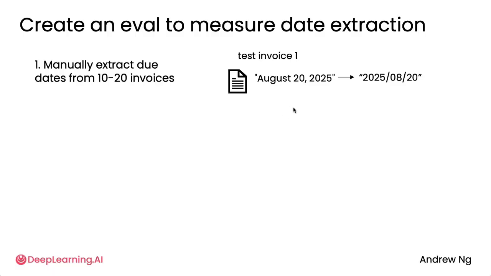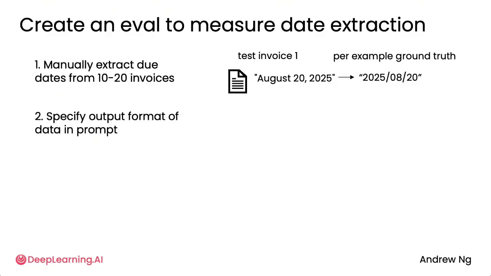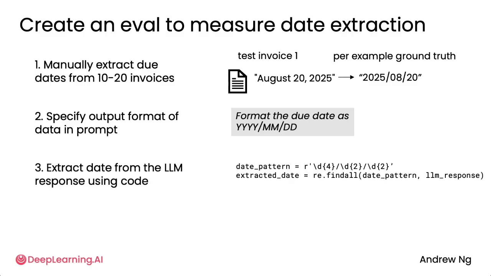So maybe one invoice has a due date of August 20th, 2025, and I write it down in the standard year, month, date format. And then to make it easy to evaluate in code later, I would probably write the prompt to the LLM to tell it to always format the due date in this year, month, date format. And with that, I can then write code to extract out the one date that the LLM has output, which is the due date, because that's the one date we care about. So this is a regular expression, pattern matching 4 numbers for the year, 2 for the month, 2 for the date, and then extract that out.